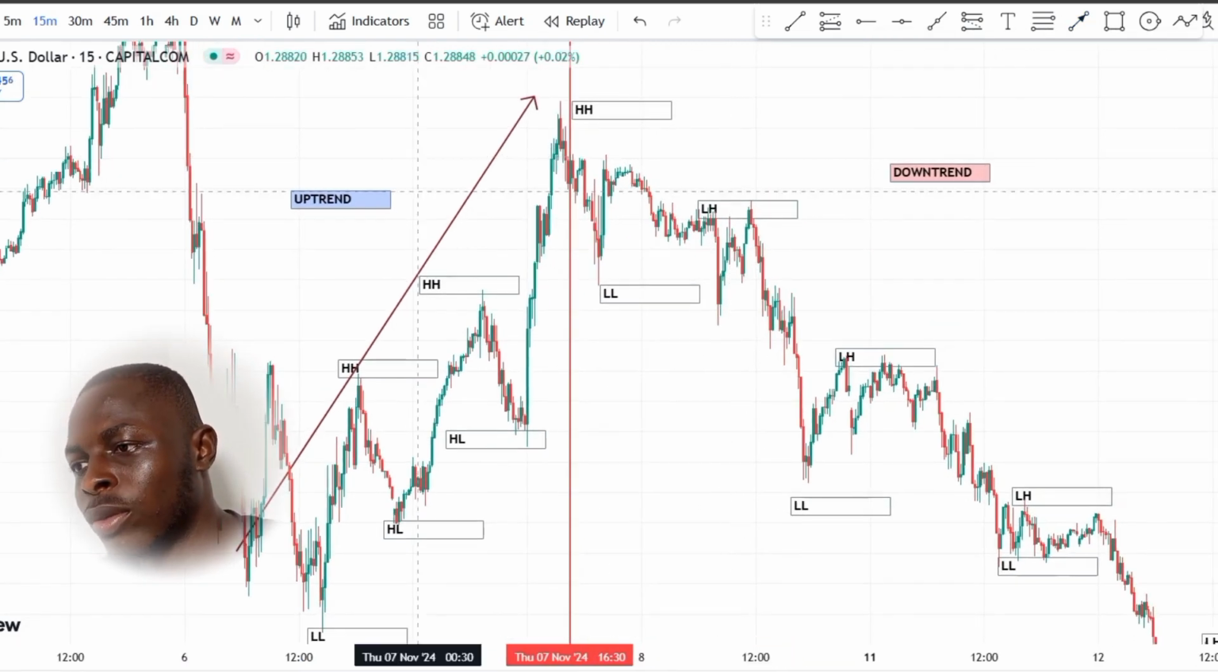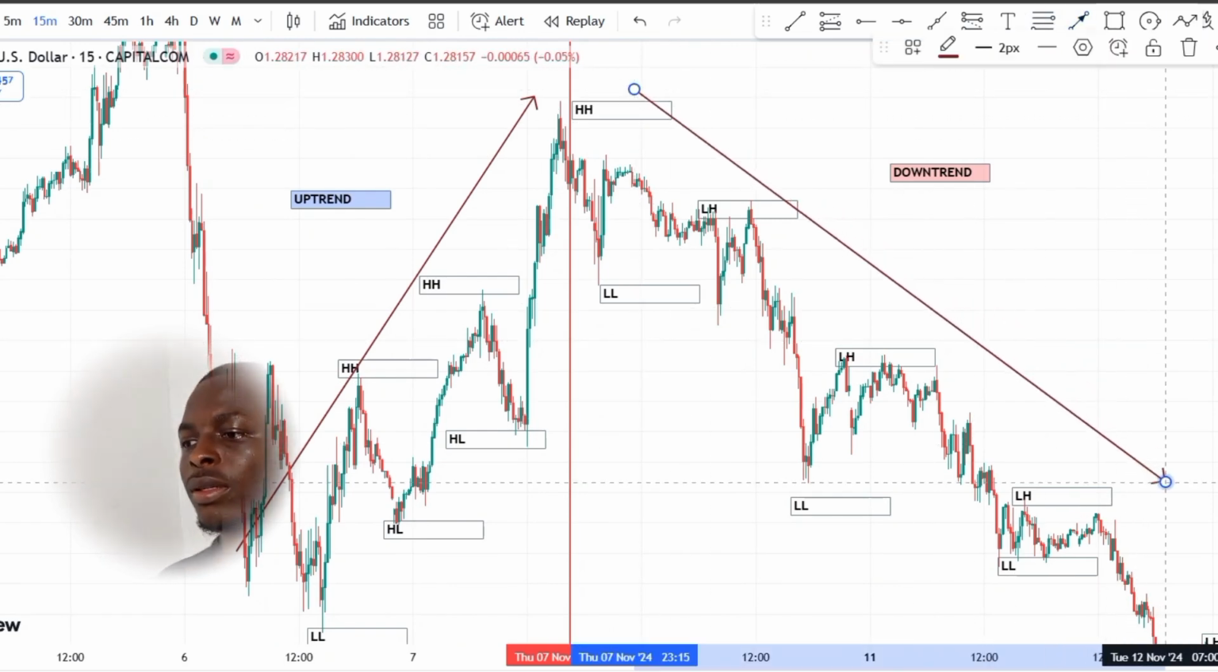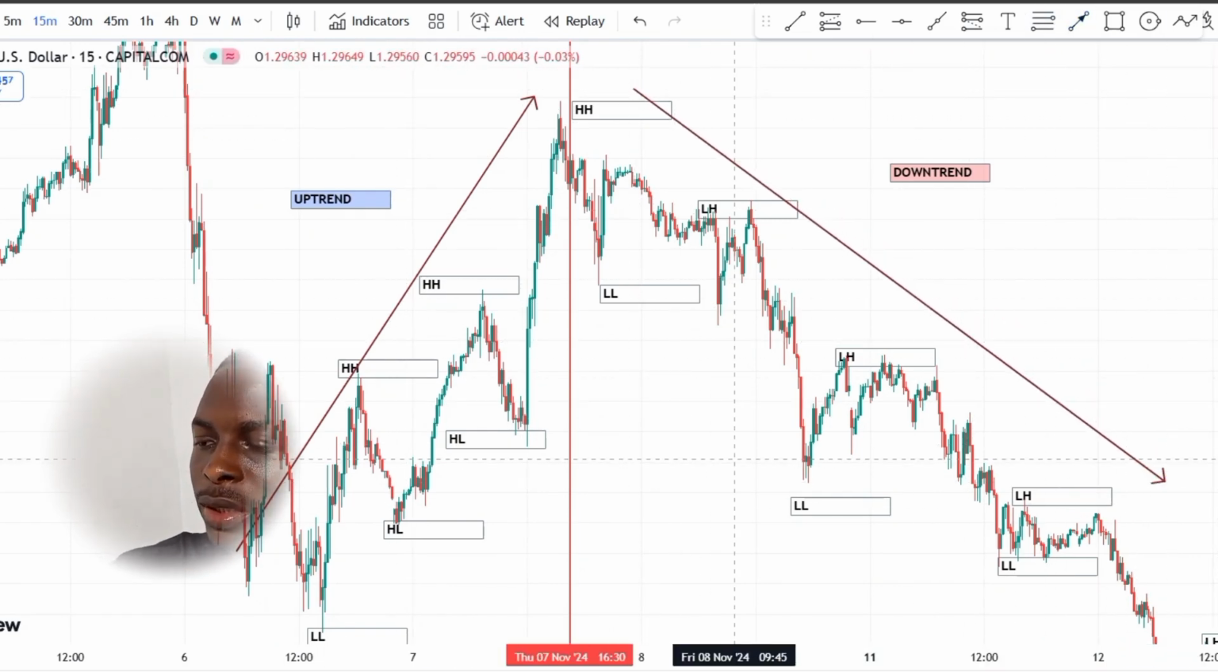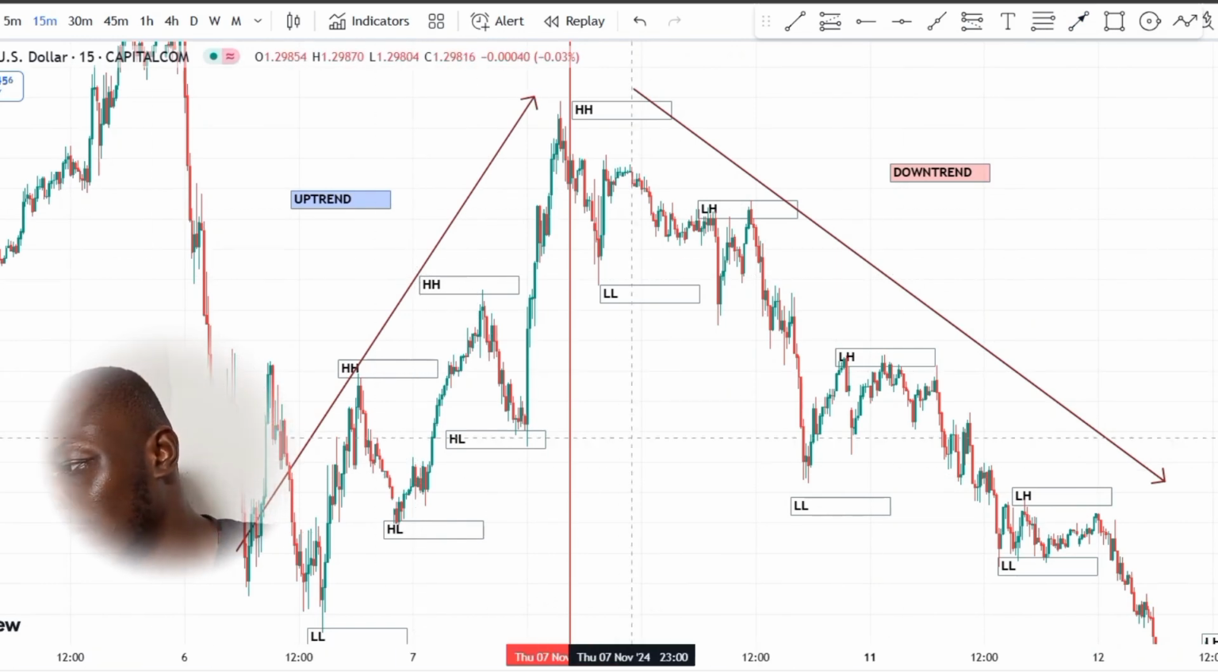The blue represents uptrend, the red represents downtrend. See, this is uptrend, this is a downtrend. This is just how it looks in the chart.